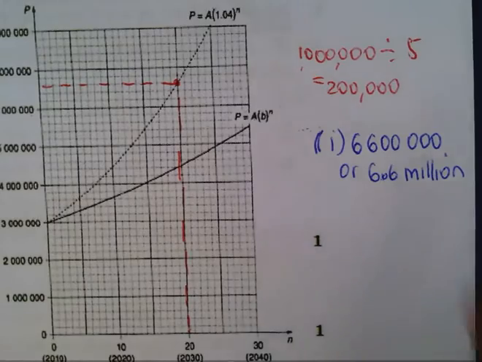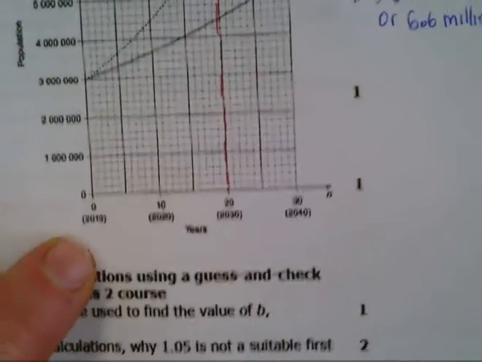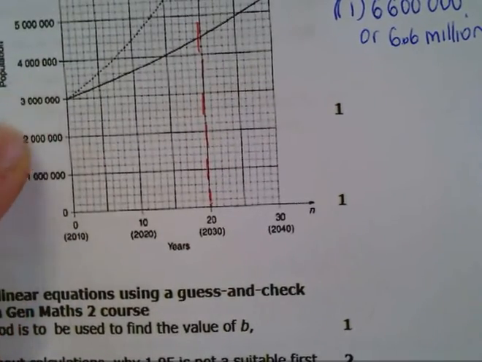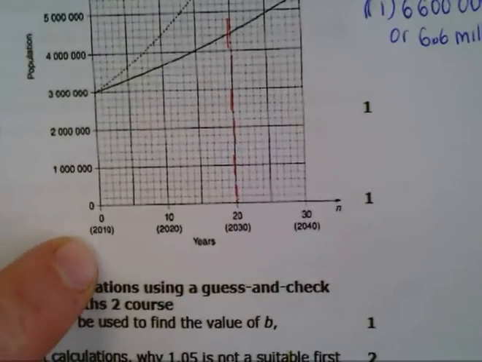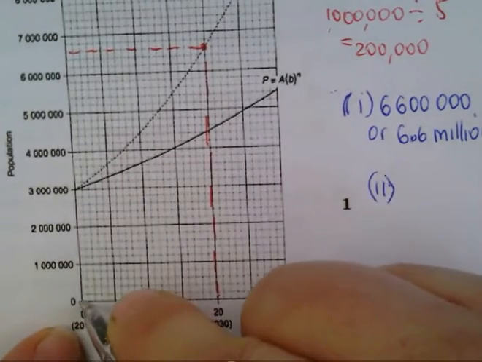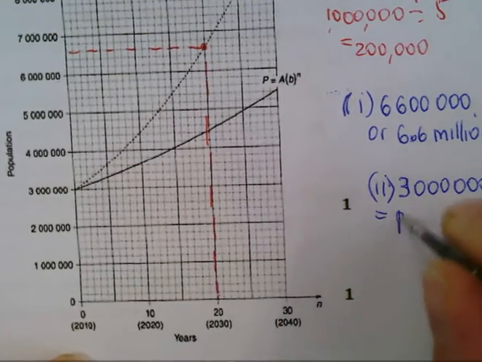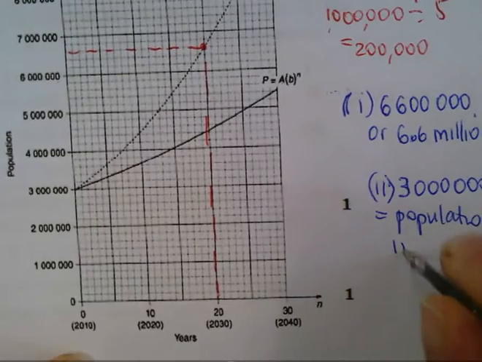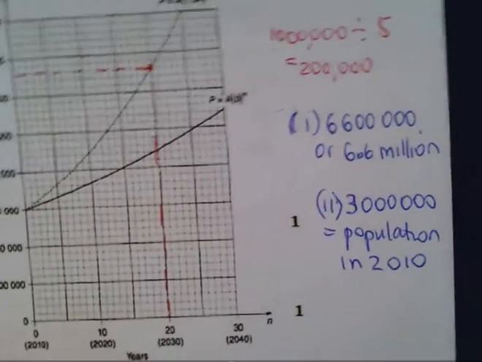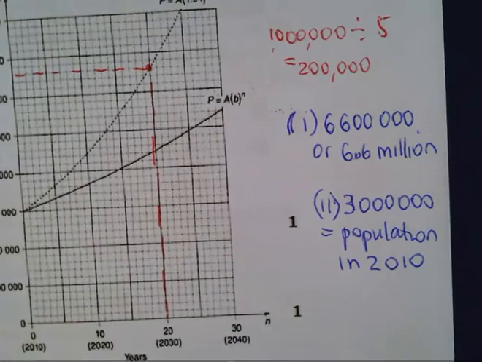All right, question 2 says, in each of the two equations given, the value of A is 3 million, right? We can see that. What does the A represent? The population initially. Well, actually, you tell me from the graph. Isn't it the population in which year? So the 3 million equals the population in 2010. Do you see that? Which is initially from when they started this model.